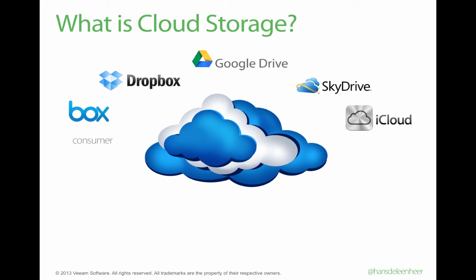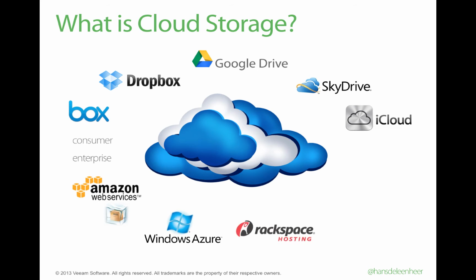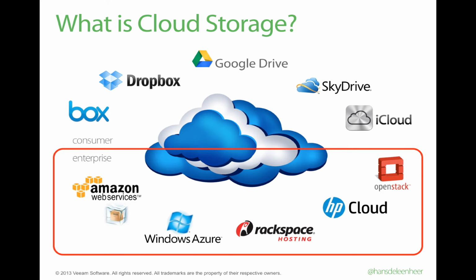Now, a second part, if you have consumer graded cloud storage, you'll also have enterprise graded cloud storage. A few of them are, for example, Amazon S3 and Amazon Glacier, Windows Azure, Rackspace, HP Cloud, but also an open architecture like OpenStack if you want to build cloud storage on your own. For this presentation, we are going to focus on the enterprise-graded cloud storage. So Veeam made some integrations there, and we are going to show you what it is.